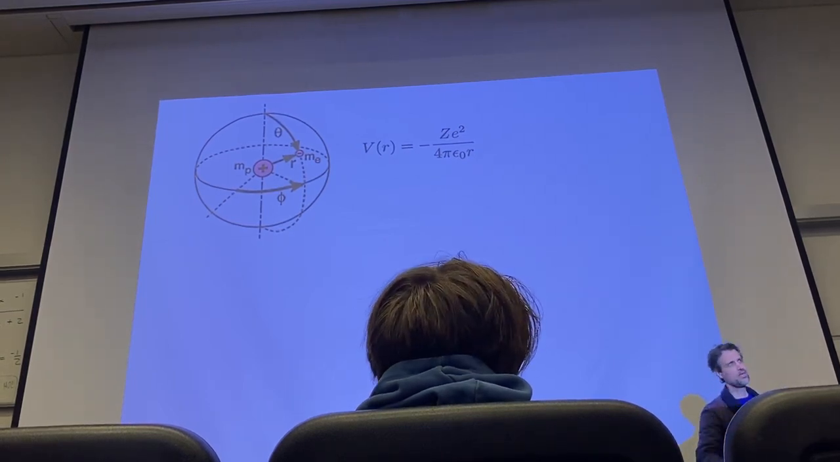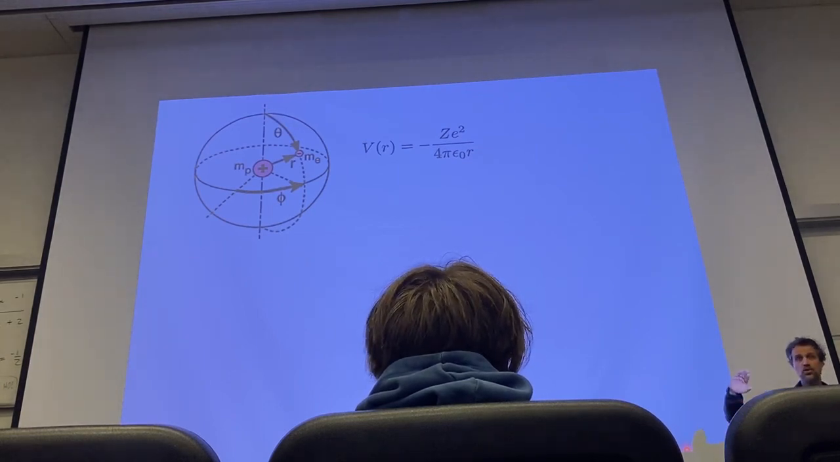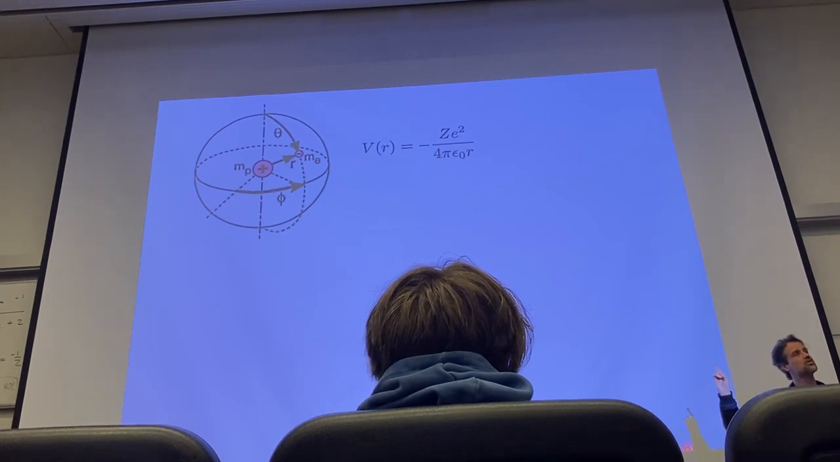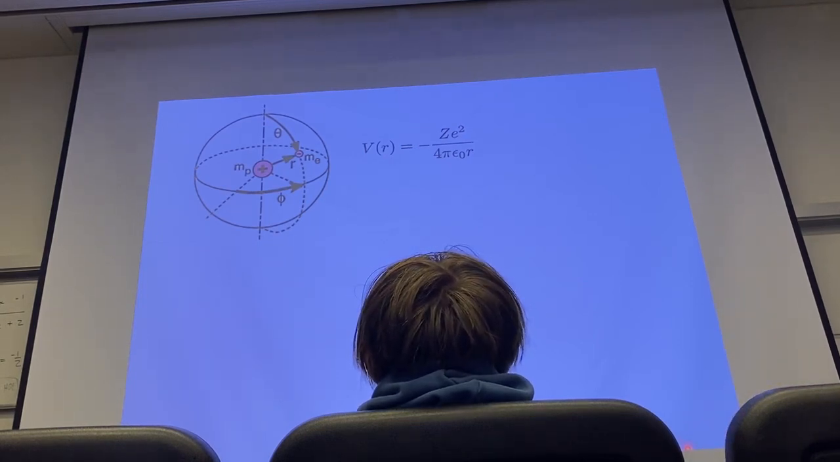Okay, now remember, we've talked a lot about potentials already, barriers, and harmonic potential, right? But this is the potential that we really have to worry about, because this is the potential that is active in the atom. So that is basically our task. Can we solve this problem?